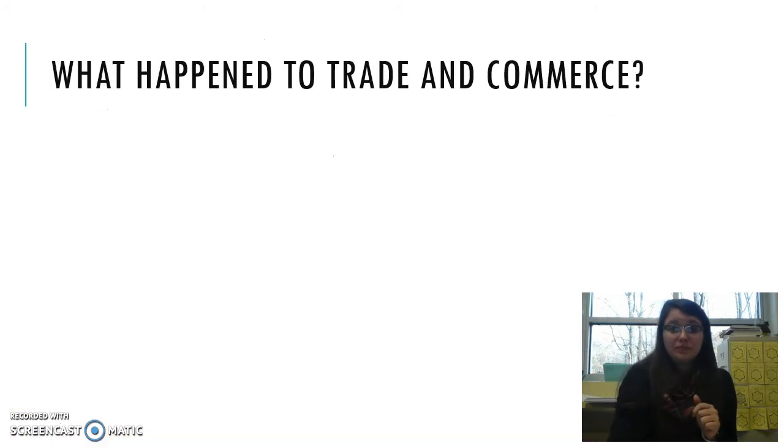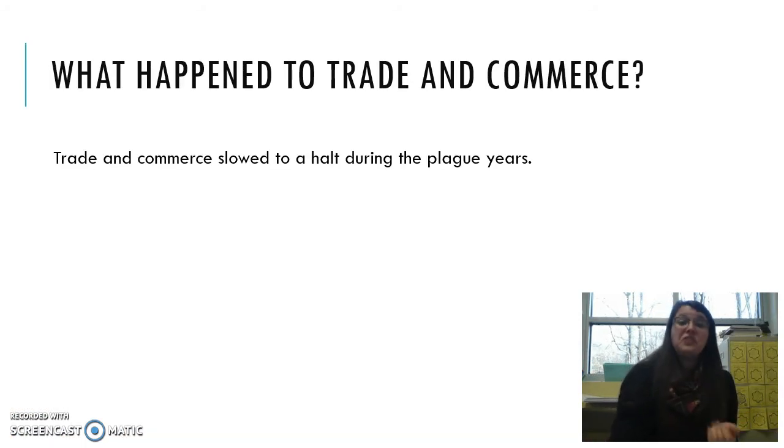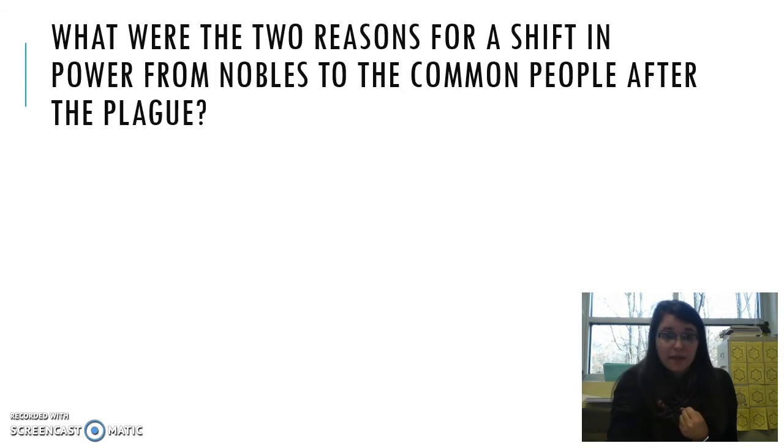So obviously, trade and commerce slowed to a halt, right? People were petrified. They didn't want people coming in and out of their city. Maybe they have the plague. Maybe they have the death. So when that happens, the economy starts to need to be rebuilt. And as it starts to need to be rebuilt, feudal lords lose a lot of their power.